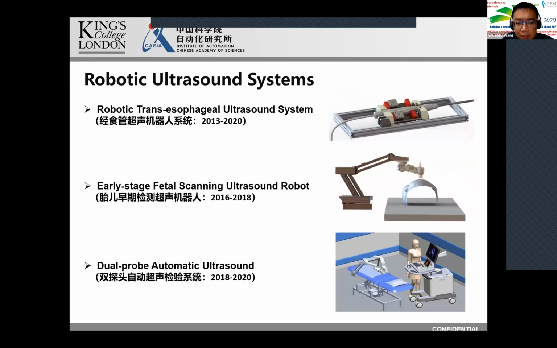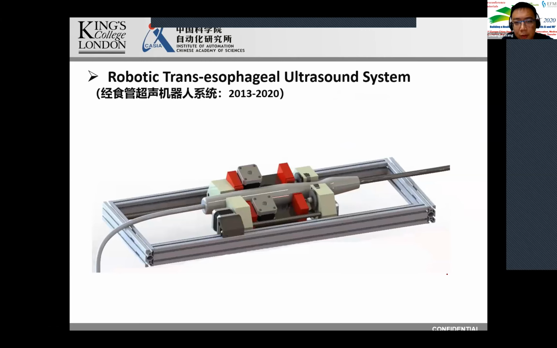In today's presentation, I'm going to introduce three robots that I have been working on in the last few years. The first one is an intraoperative device, a robotic transesophageal ultrasound system. The second is a more conventional arm-based system for early-stage fetal scanning. And the last is an anthropomorphic robot that mimics human motion and can hold two different ultrasound probes. We call it the dual probe automatic ultrasound system. So let's begin with the transesophageal robot.